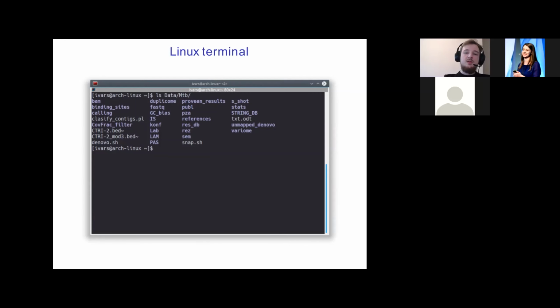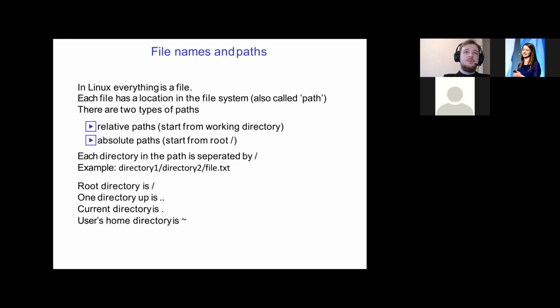In Linux, everything is a file or a directory. Each file has a location in the system, also called a path. There are two types of paths: relative paths, which start from the working directory, which you can think of as the directory in which you are currently located, and absolute paths, starting from the root directory, which means you have to type out the full path to the directory or the file that you want to operate in or on.